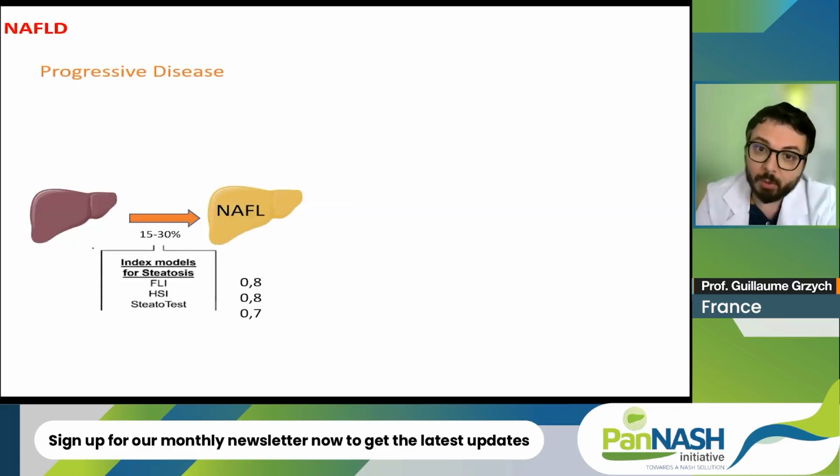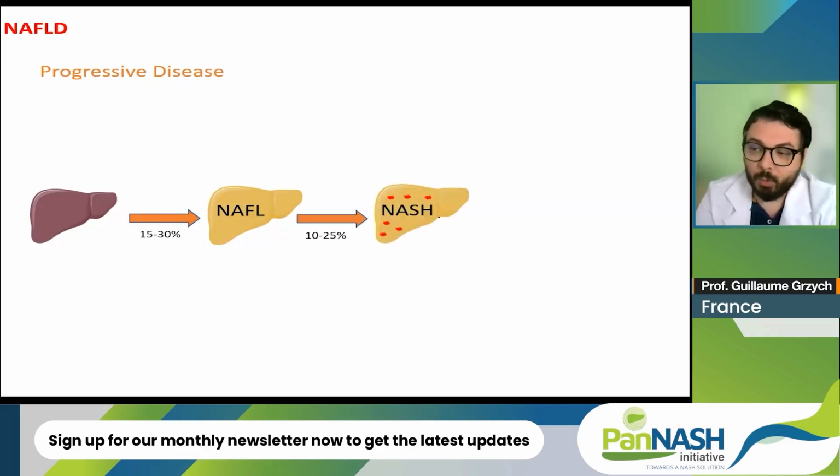To summarize, the mainly used algorithms for steatosis are the FLI, the HSI, and SteatoTest, and FLI and HSI are very good in terms of performance to evaluate steatosis of your patient. So it could be better to use these two final tests to evaluate the steatosis.